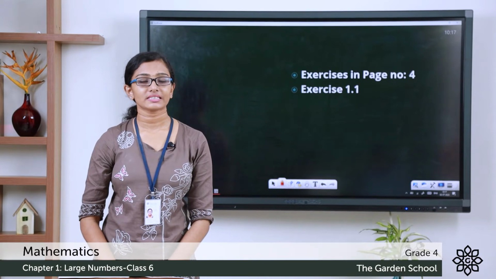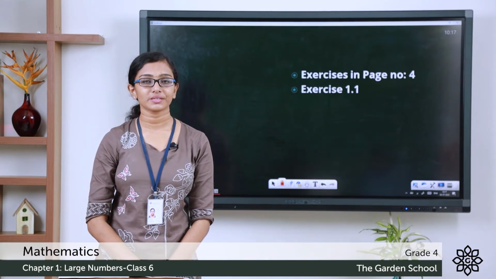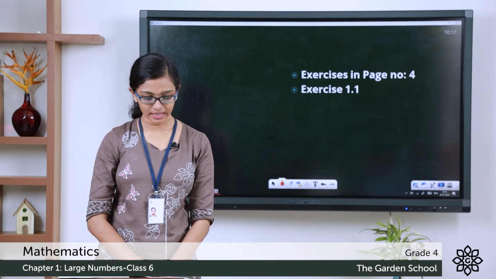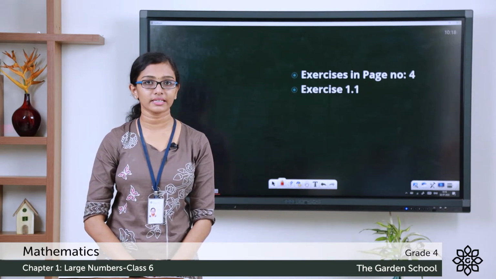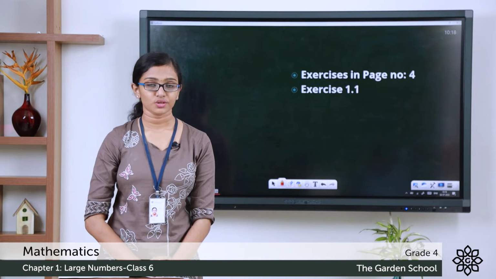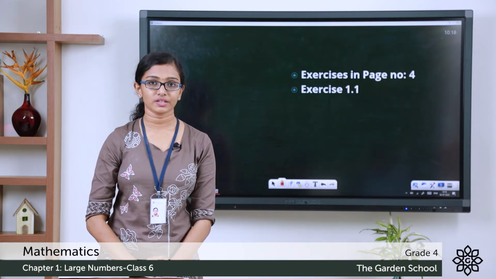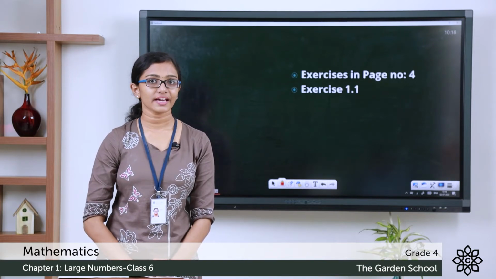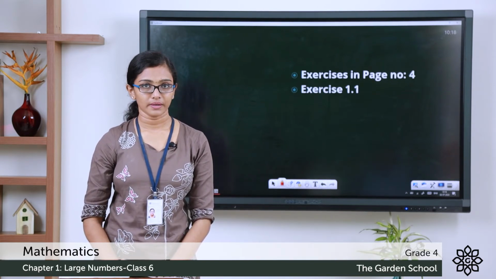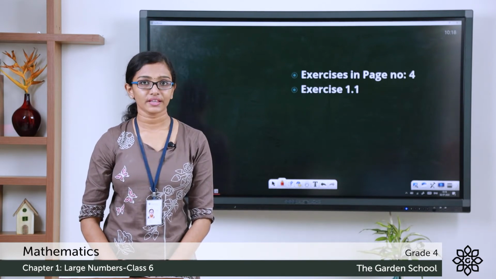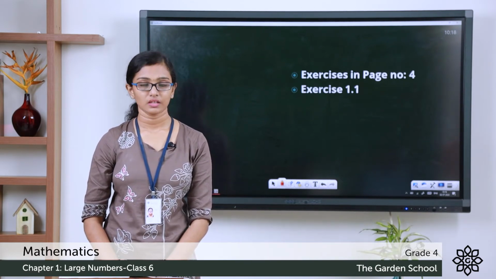So I hope you have finished that activity. Now let's see that question once again. Write 7,15,013 in the place value table and also write its expanded form. So I hope you have written the digits in its respective places. Let's see the expanded form. The expanded form is 7 lakh plus 10,000 plus 5,000 plus 0 plus 10 plus 3. I hope that was correct.